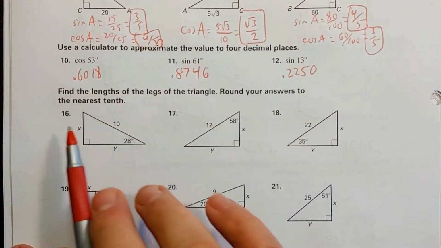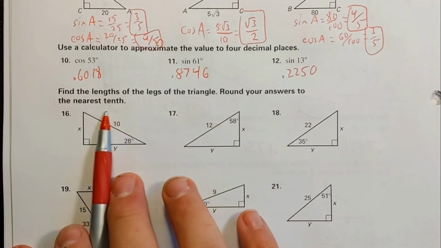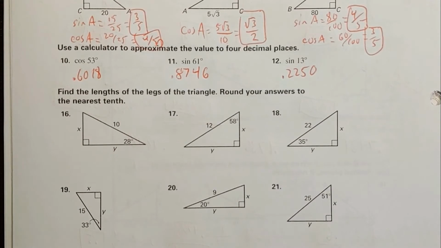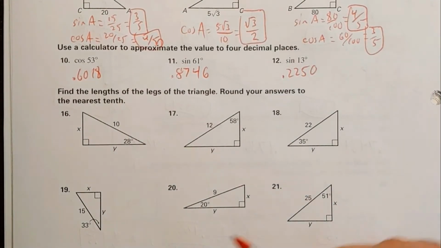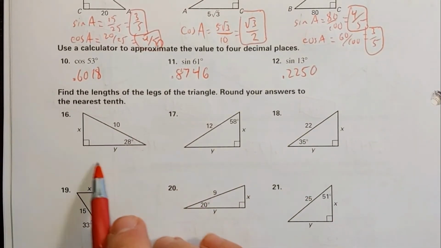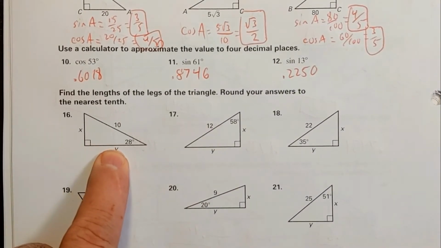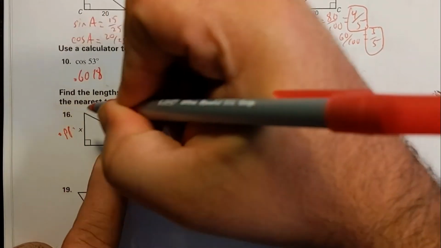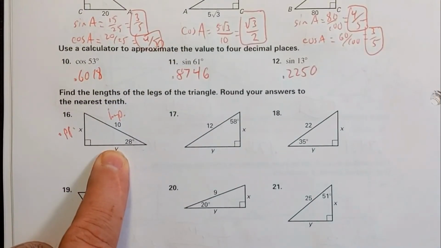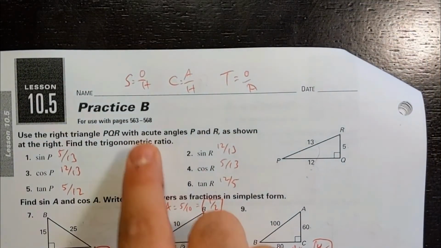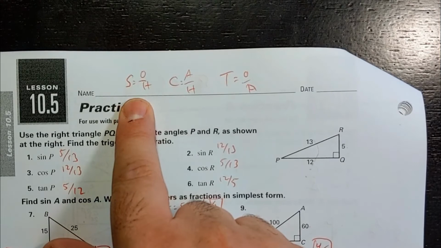Number 16 says find the length of the legs of the triangle, round your answers to the nearest tenth. So this is what we're preparing for. Because it doesn't tell you to use sine or cosine or tangent, you have to choose it. So remember, we have SOHCAHTOA up on the top of the page. If I'm trying to find x, I'm going to pretend y isn't even there, and I'm going to go from that angle. This is my opposite, and this is my hypotenuse. And then I'm going to choose between sine, cosine, and tangent. So if I have opposite and hypotenuse, I'm going to use sine.